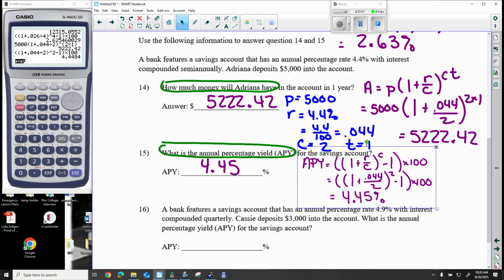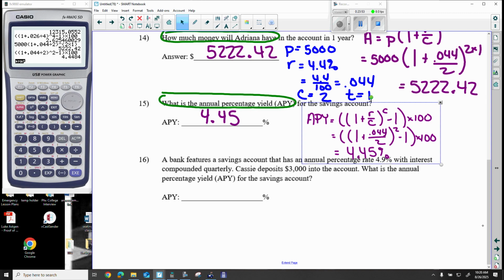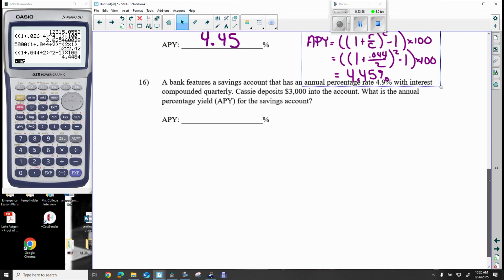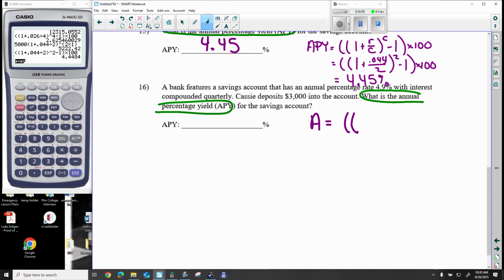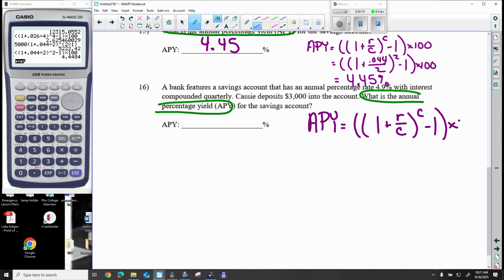All right, last but not least, I believe it's just a straight up, what is the APY question? So you don't have to find the money in the first place. This is just asking what is the annual percentage yield. So this is just straight up asking what is this. Let's try that again. Here we go. APY. Right. Note that when you get this, all you need is an R and a C. Those are the only two things.